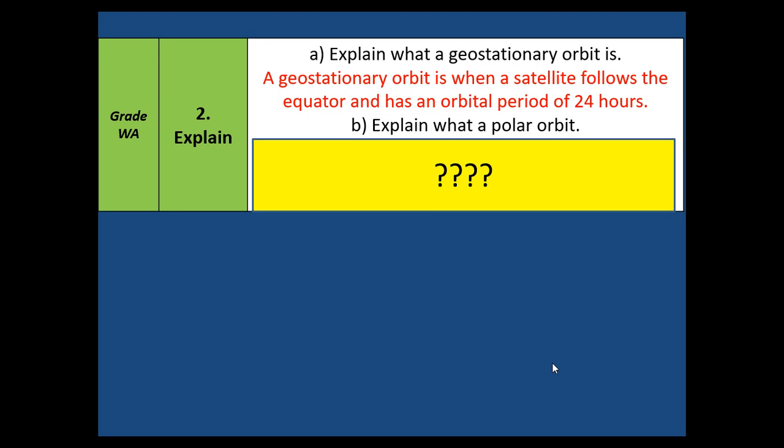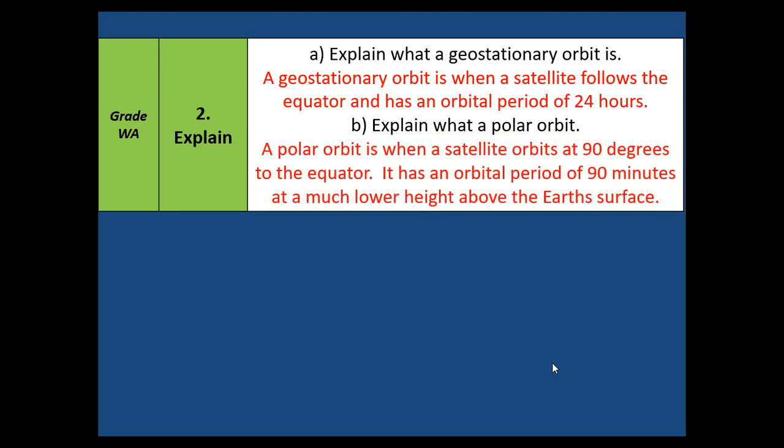A geostationary orbit is an orbit where a satellite follows the equator and has an orbital period of 24 hours. So it takes 24 hours to complete it because it's matching the rotation of the Earth, which takes 24 hours to rotate as well. Okay, explain what a polar orbit is. A polar orbit is when a satellite orbits at 90 degrees to the equator, and it only has an orbital period of about 90 minutes to a few hours, and it's also much lower in height, much closer to the Earth's surface.